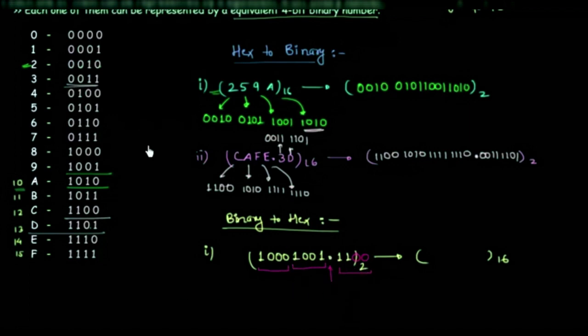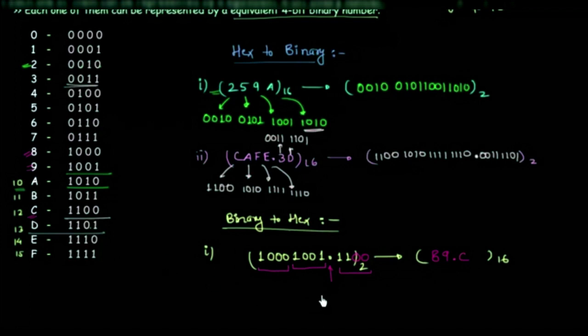The next thing is to use this table. 1000 is nothing but 8, so we have 8. 1001 is 9, so we have 9. Then we have point, and 1100 is C, so we have C. So 89.C is the hexadecimal equivalent of this binary number.